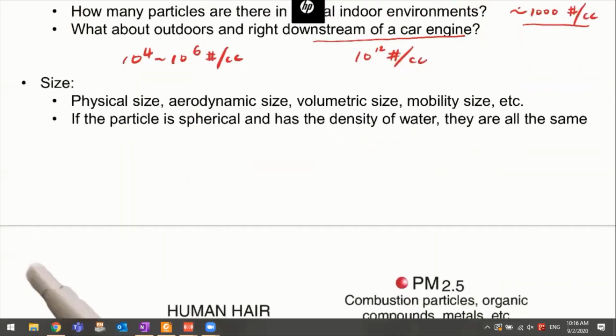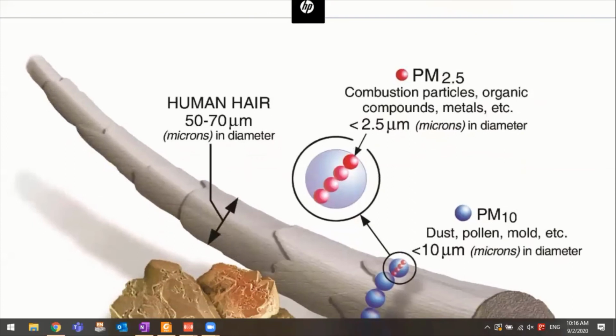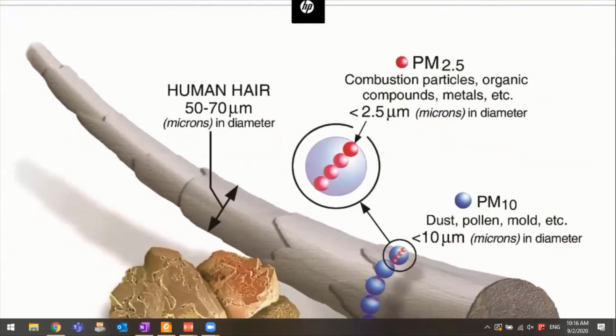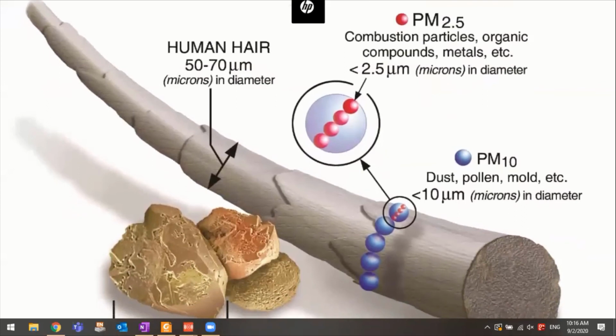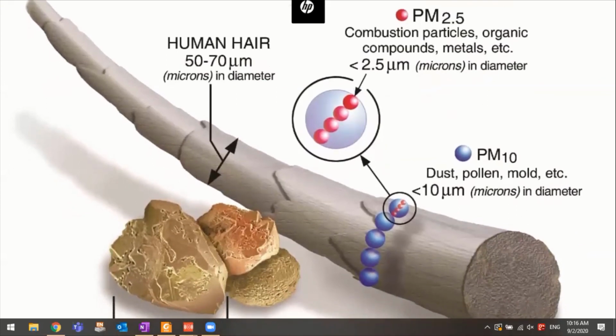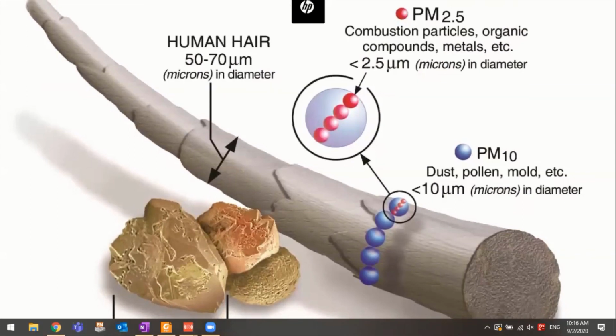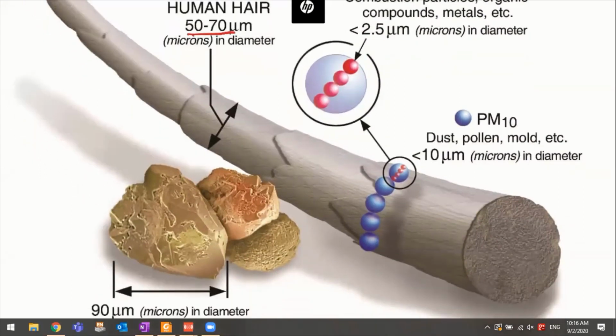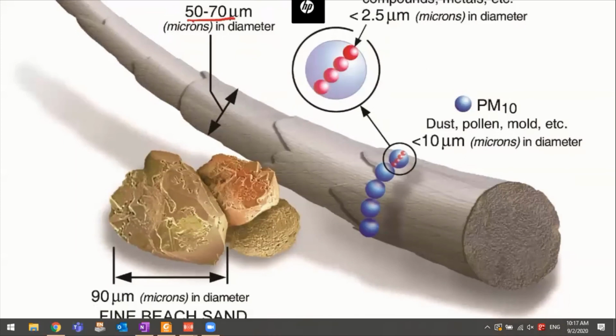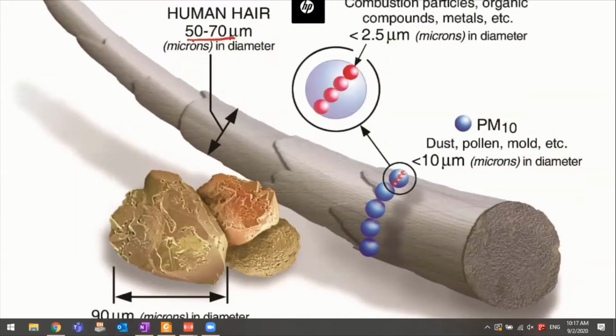I think if you search for PM on the EPA website, they always like to show this graph. This picture shows you in general the scales of these particles. Here it shows one strand of hair. The human hair really depends on different people, but in general it has a diameter of 50 to 70 micrometers, which is already quite thin. And fine beach sand has a diameter of around 90 micrometers.